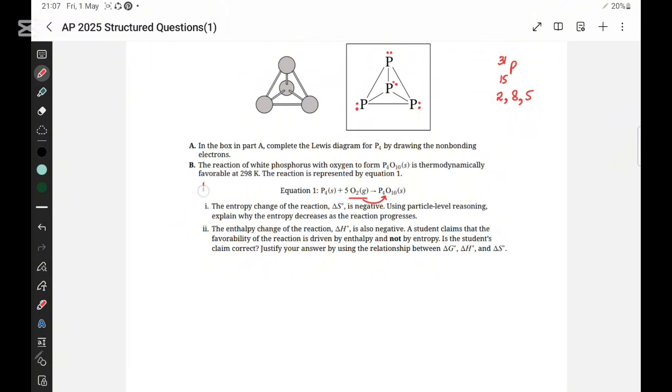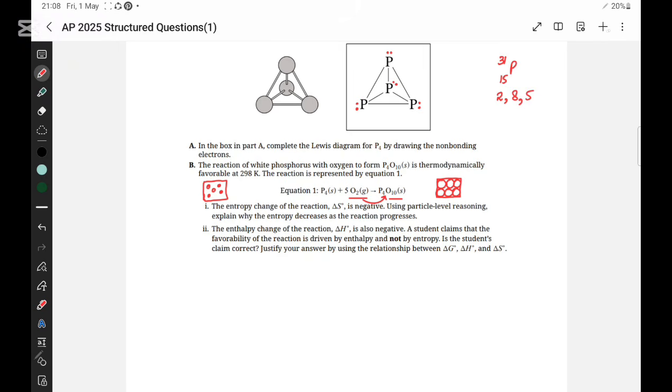The particles in the gas state are further apart, so there is more disorder in the gas particles. When they move towards the solid state, where the particles are in a more organized form, we can say that gas particles are more dispersed than solid. The entropy decreases as the reactants, which include the gas state, convert to the solid state.